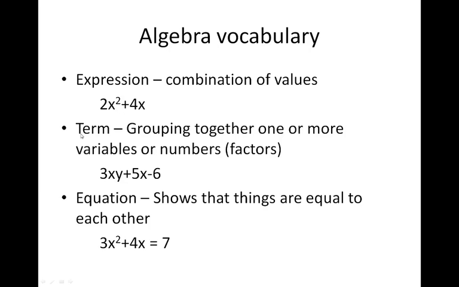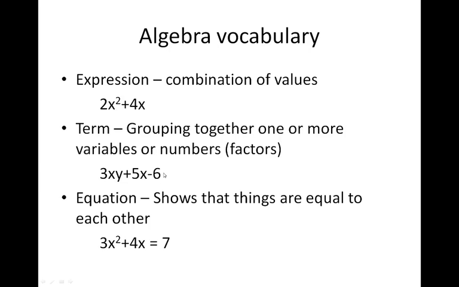We're going to look at a term. A term is a grouping together of one or more variables or numbers. 3xy plus 5x minus 6 has 3 terms in it. Boom, boom, boom. Anything that's separated by a plus sign, a minus sign, or a divide sign is considered a term.